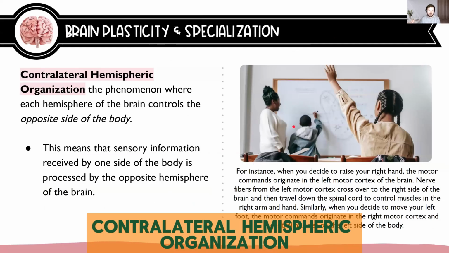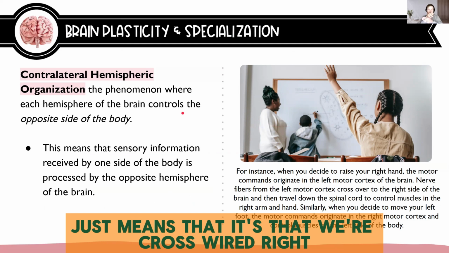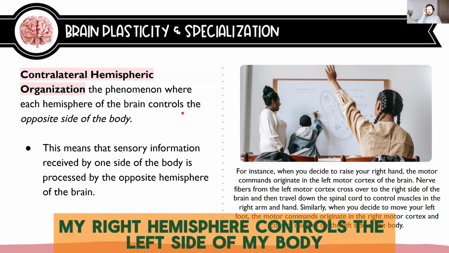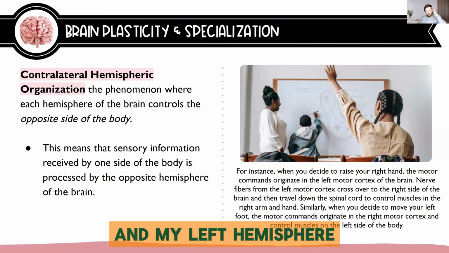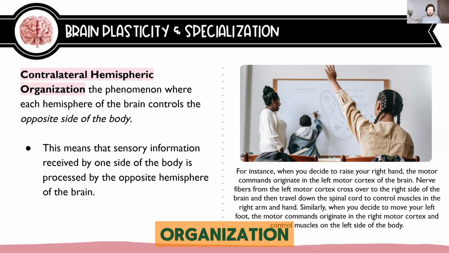So contralateral hemispheric organization just means that we're cross-wired, right? So my right hemisphere controls the left side of my body, and my left hemisphere controls the right side of my body. That's just called contralateral hemispheric organization.